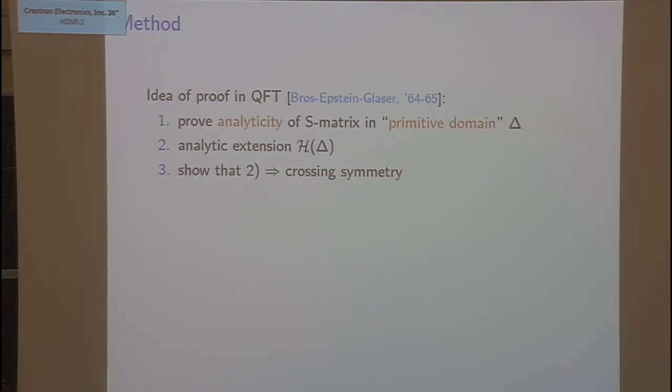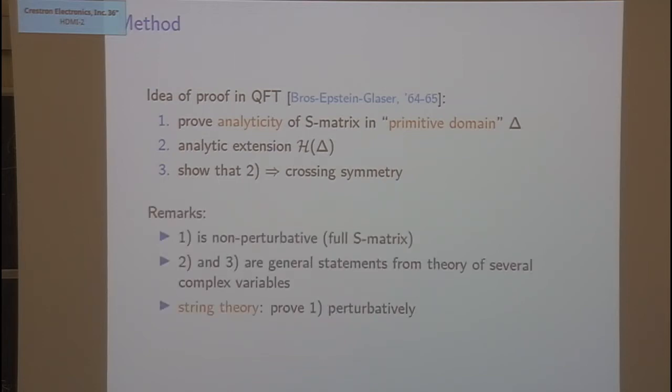So here is the idea of the proof in QFT, which is due to Bros, Epstein, and Glaser, in 64 and 65. The first point is to prove analyticity of the S matrix in what we call the primitive domain, delta. Then you find that the analyticity is not sufficient for proving crossing symmetry. So you need to do an analytic extension, which you call h of delta. And then you can show that the second point will imply crossing symmetry. So this is a program that these people did.